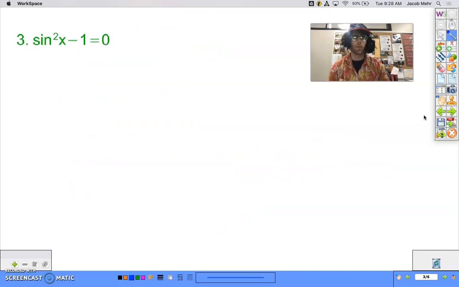All right, let's go to another problem. Sine squared of x minus 1 equals 0. A lot of these types of equations, I hope you can recognize, are similar to simpler versions of equations. For example, this kind of reminds me of x squared minus 1 equals 0. Instead of an x, we just have a sine of x. We're just squaring something different.